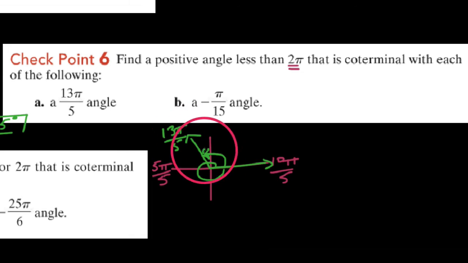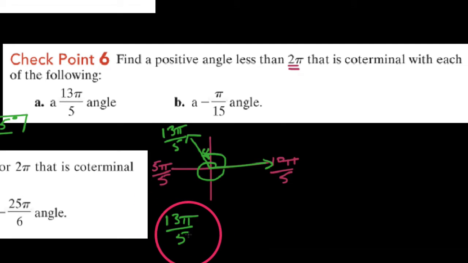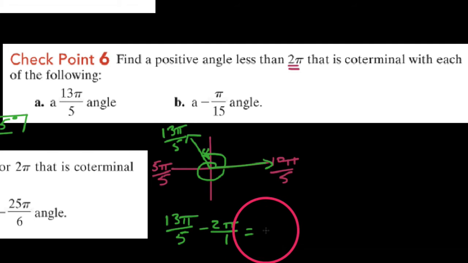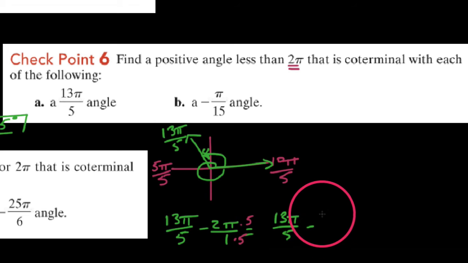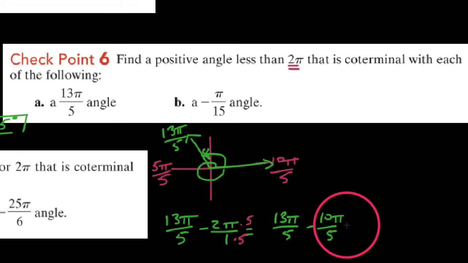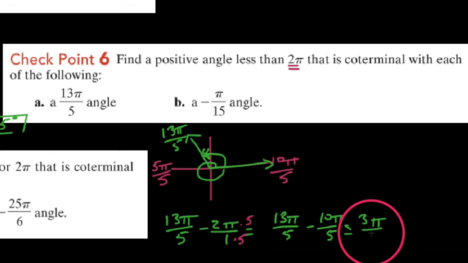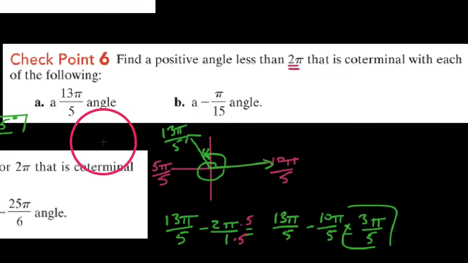What we want to do is find a coterminal angle that's less than 2 pi. We're going to have to subtract off 2 pi, since we've already gone past 2 pi, in order to end up with a coterminal angle that's less than 2 pi. The thing that makes this a little different with radian measurement is that we have to find a common denominator. So 13 pi fifths minus 2 pi wholes: we multiply the top and bottom by 5, and we get 13 pi fifths minus 10 pi fifths, and that leaves us with just 3 pi fifths. So here's our coterminal angle that's less than 2 pi.